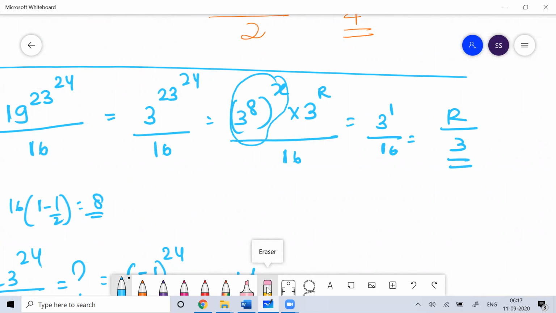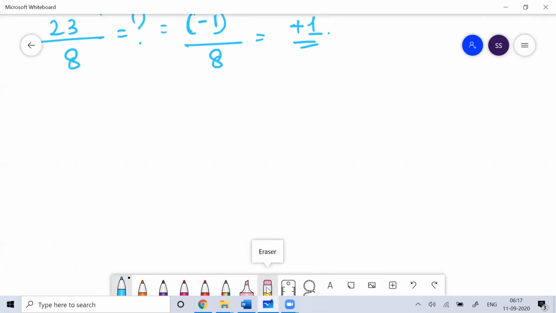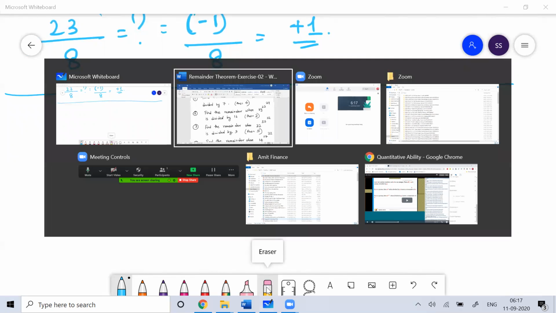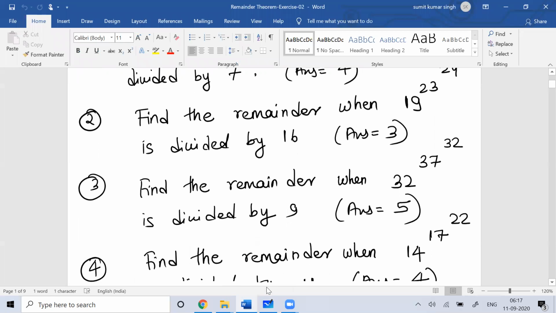Fine. So this is an easy way of solving the problem. I'm using Euler's theorem. Whatever we know of the concept of Euler's theorem, I'm just using it to solve this problem.